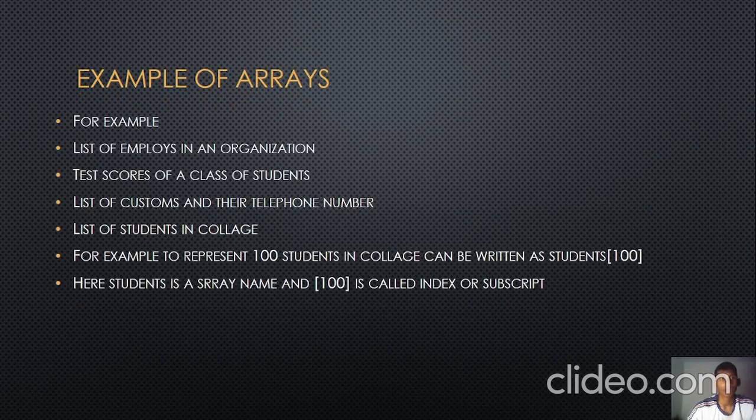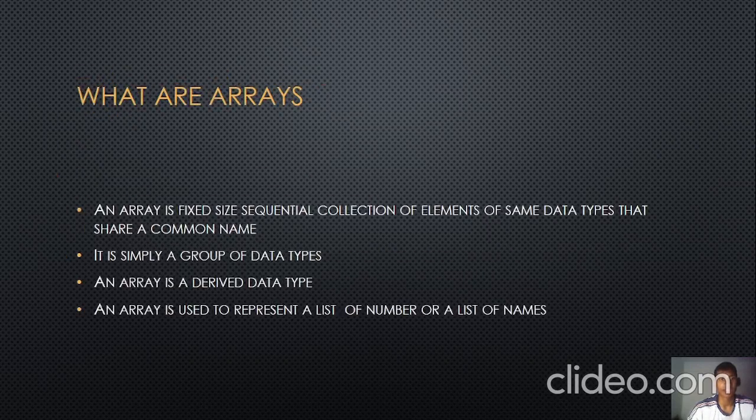First, what are arrays? An array is a fixed-size sequential collection of elements of the same data type that share a common name. It is simply a group of data types. An array is a derived data type. An array is used to represent a list of numbers or a list of names.